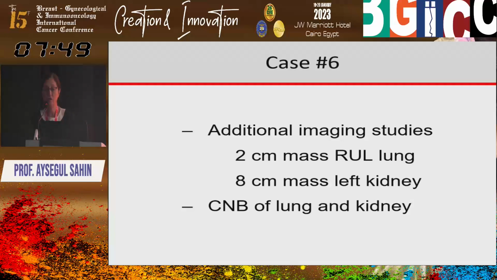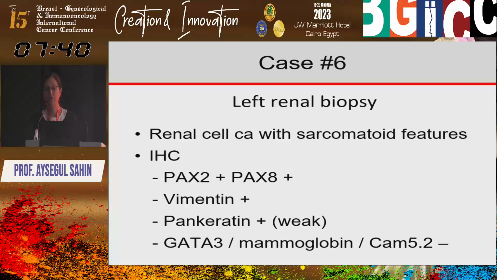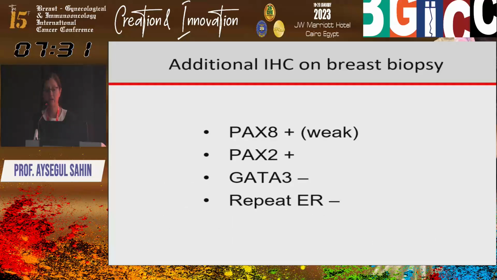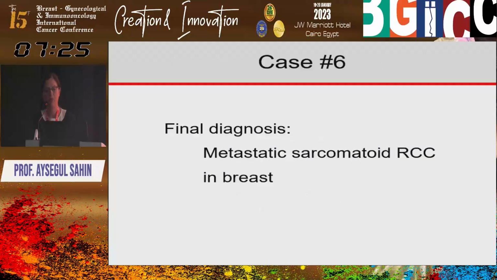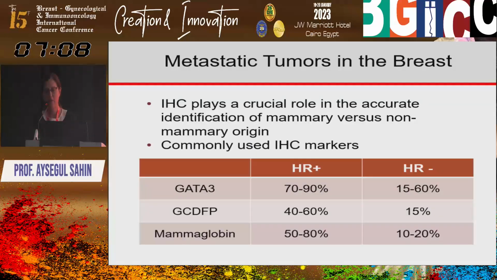Meanwhile, she had additional imaging studies, and she had both lung and kidney lesions. And she had a renal biopsy, and the renal biopsy showed very similar morphology, and the diagnosis was renal cell carcinoma with sarcomatoid features based on this immunohistochemical profile. And we went back to the breast biopsy, and it showed the same thing. So it was a metastatic sarcomatoid renal cell carcinoma, metastatic to breast, metastatic to liver, and the breast mass was actually the initial presentation.